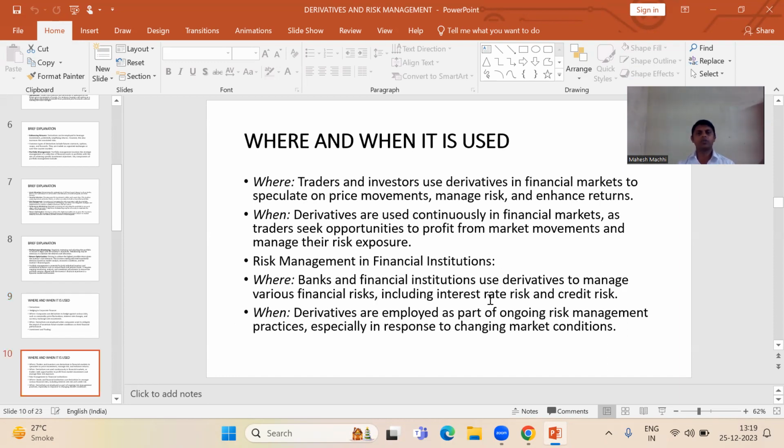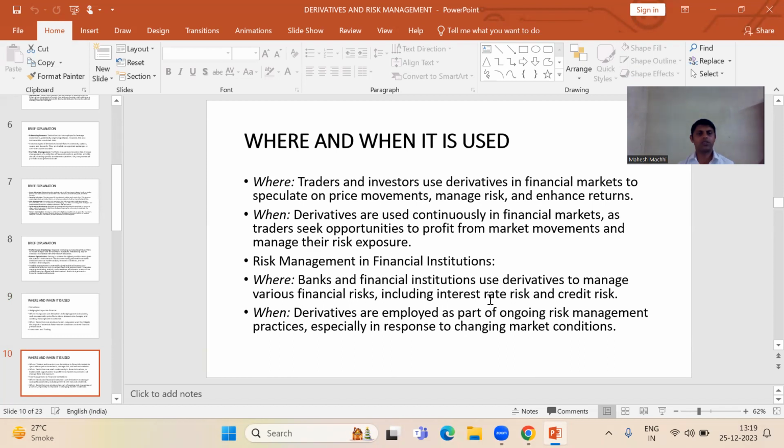Traders and investors use derivatives in financial markets to speculate on price movements, manage risk, and enhance returns. Derivatives are used continuously in financial markets as traders seek opportunities to profit from market movements and manage risk exposure.